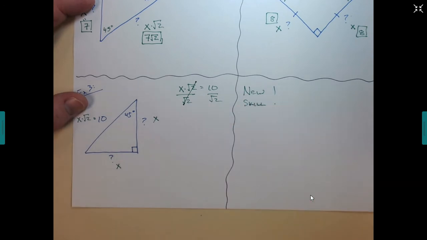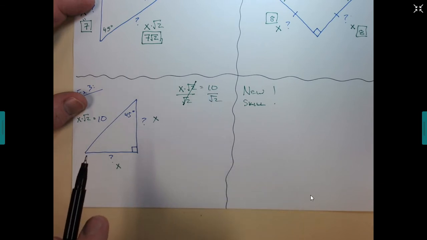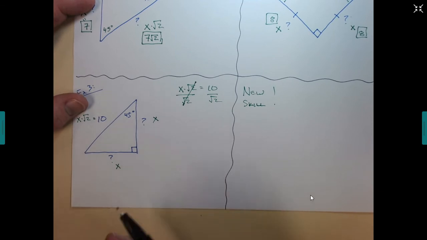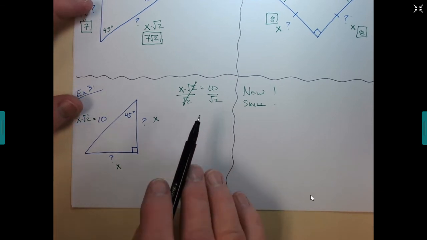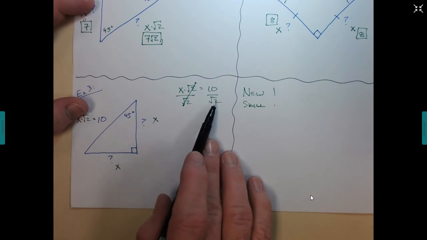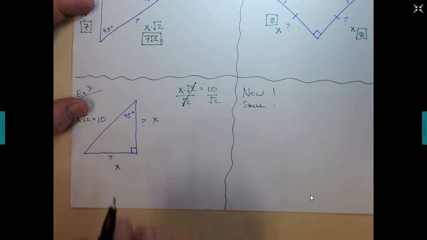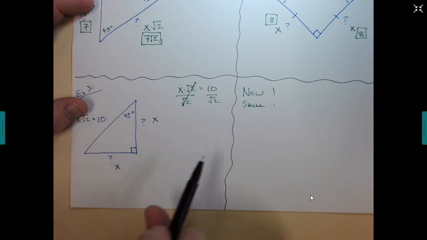Here, those radicals cancel out. But here, I cannot divide the square root of 2 into 10. And actually, this is a big problem because the square root of 2 is what's called irrational. It cannot be expressed as a fraction. Trying to divide something into fractional amounts with something that can't be expressed as a fraction is a big math no-no. We're not allowed to leave answers in this form.